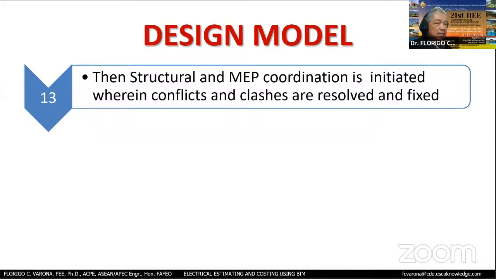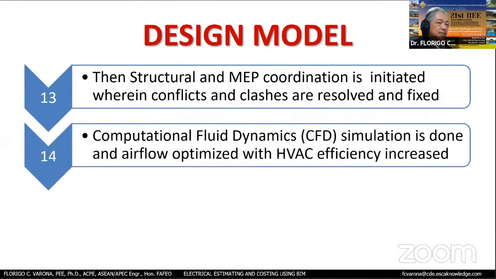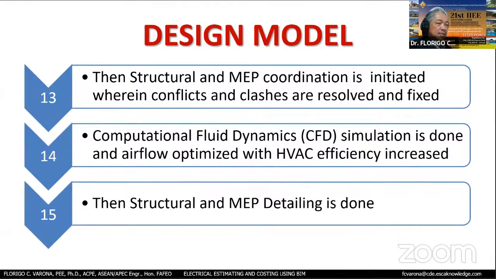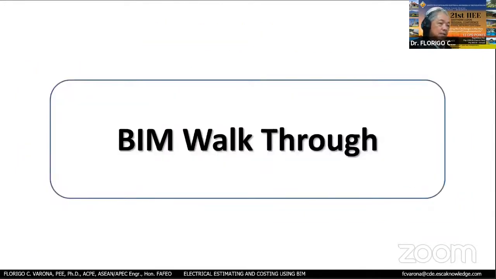The structural and MEP coordination is initiated wherein conflicts and clashes are resolved and fixed. The computational fluid dynamics simulation is done and airflow optimized with HVAC efficiency increased. Then structural and MEP detailing is done. Now I'll show you the BIM walkthrough, and we use BIM in showing this to the client and resolving issues. So this is basically how it is being done.